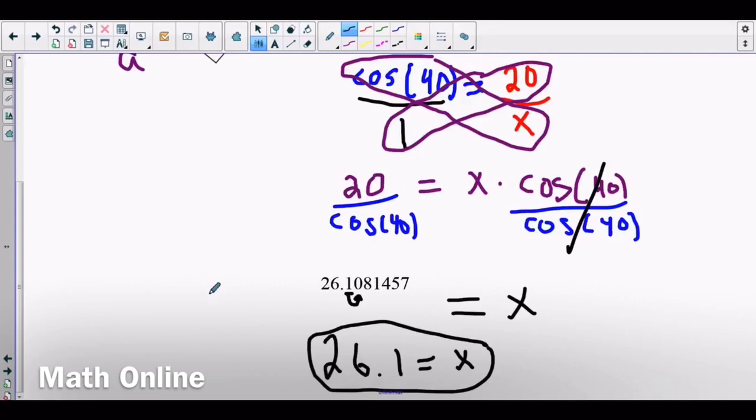Now remember, it's not always going to be the cosine trig function, so just make sure to label all your 3 sides and then identify what are the 2 sides that they gave you. Did they give you adjacent, hypotenuse, or opposite and hypotenuse, or adjacent and opposite side?